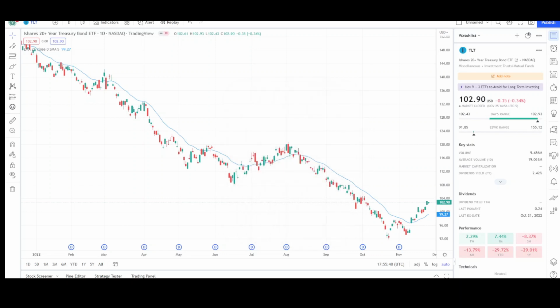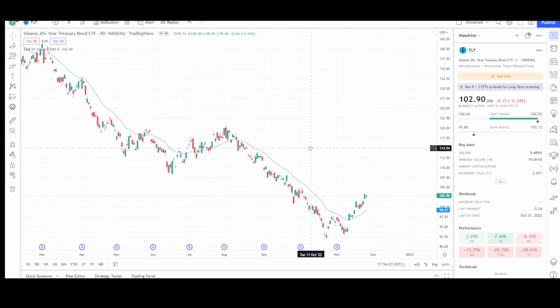I will first go over what I see on the daily chart and finish the video off with the weekly chart. Here we have the daily chart for TLT.